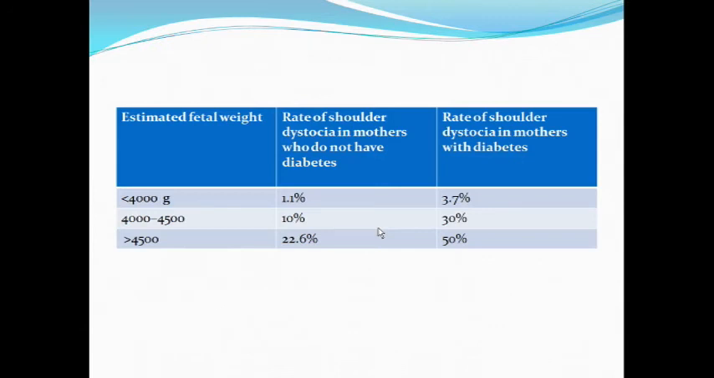Considering estimated fetal weight, the rate of shoulder dystocia in mothers who do not have diabetes is only 1.1%. But in mothers with diabetes, the risk increases. Even at less than 4 kg, the risk is 3.7% with diabetes, but 1.1% without. Similarly, when the baby weight is 4 to 4.5 kg, the risk is 10% without diabetes, and 30% in mothers with diabetes. And at more than 4.5 kg, the risk is 22.6% without diabetes, and 50% with a diabetic mother. So the risk is more in the case of diabetic patients.